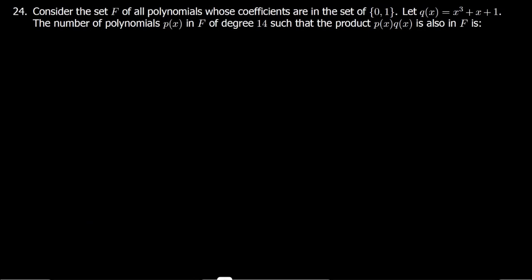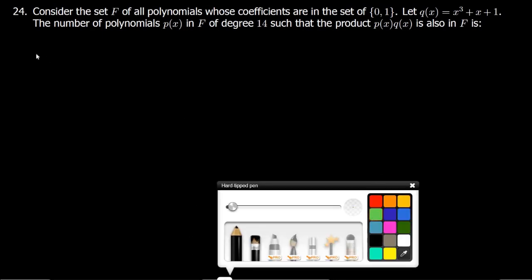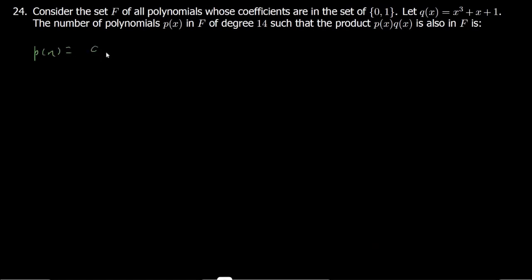Alright, let's look at the next question. We have the set F of all polynomials whose coefficients are in the set 0, 1. Let q(x) be x cubed plus x plus 1. Then the number of polynomials p(x) in F of degree 14 such that the product p(x) times q(x) is also in F. So first of all, let me imagine that the polynomial p(x) could be some a14 x power 14. Now because it's a polynomial of degree 14 and a14 can be either 0 or 1 and it cannot be 0, it has to be 1.